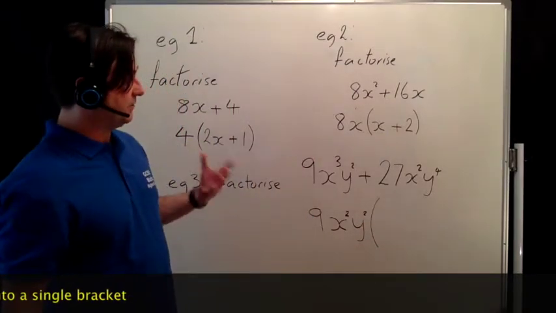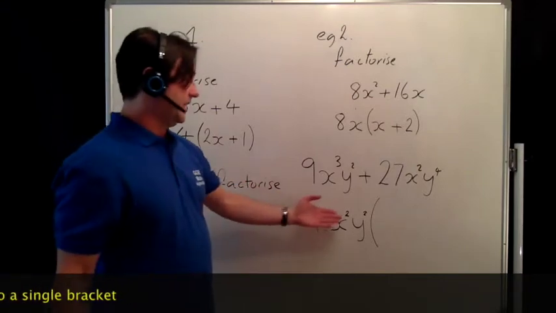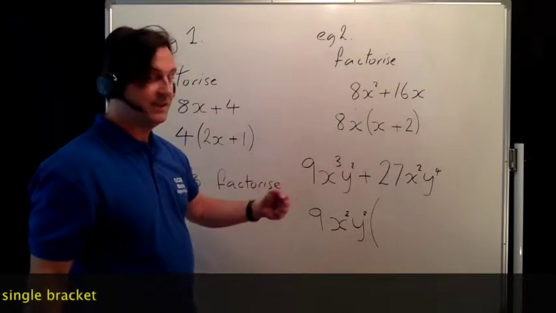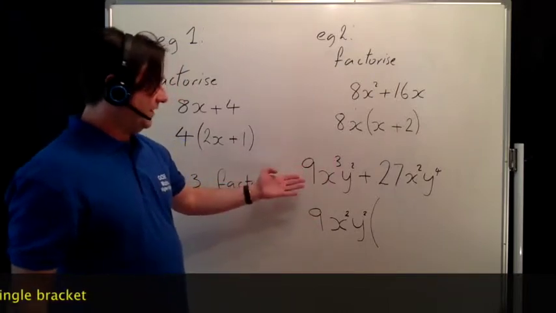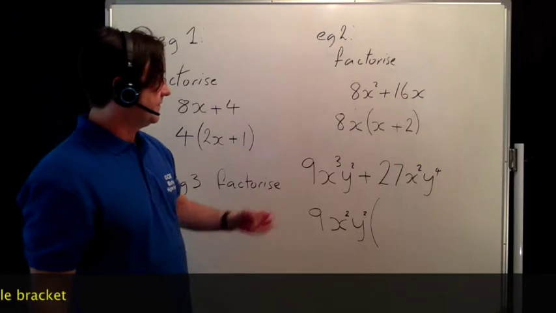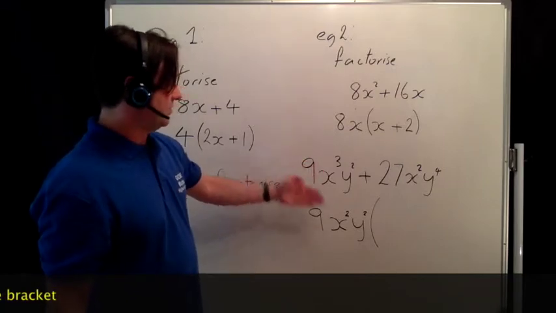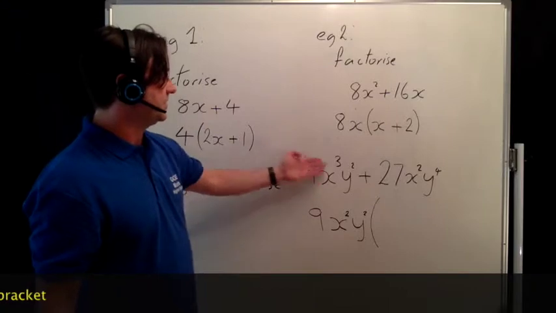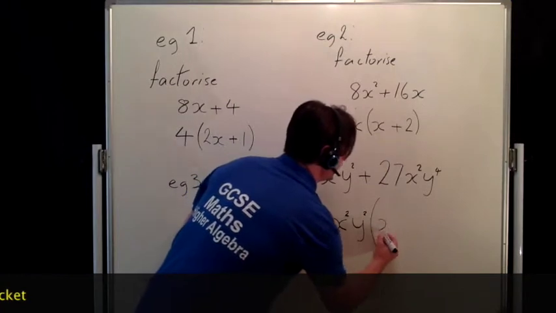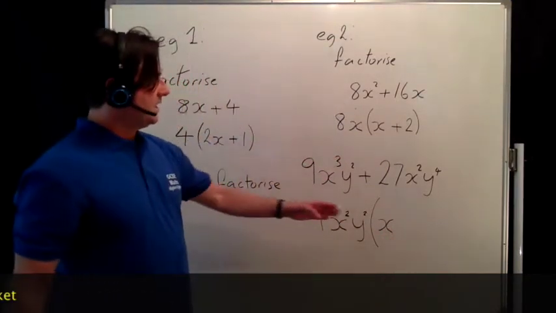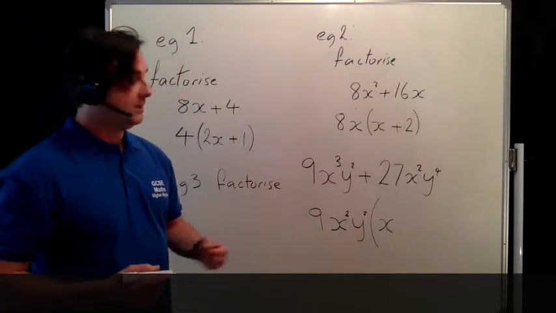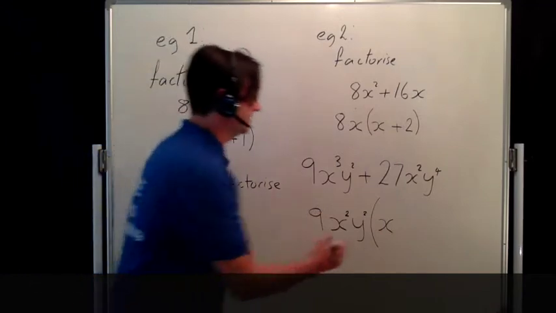And then we do the same thing. We've got to say, what do I need to multiply 9x squared y squared by to give me 9x cubed y squared? Well, 9 times 1 is going to give us 9. We don't need to write the 1. Then x squared times what gives us x cubed? Well, x squared times x is going to give us x cubed, so we just write an x inside there. Y squared times 1 gives us y squared. We don't have to write the 1. So that's our first term inside the brackets.